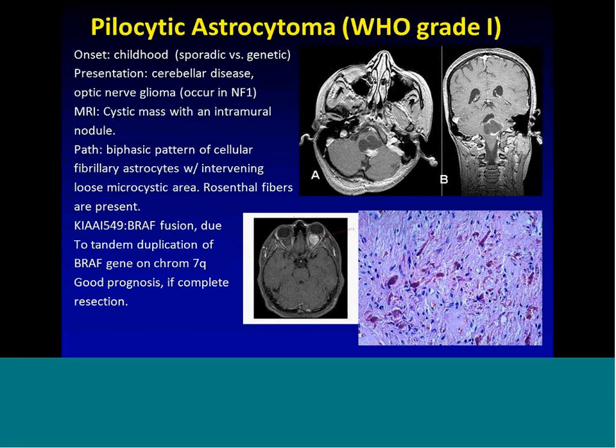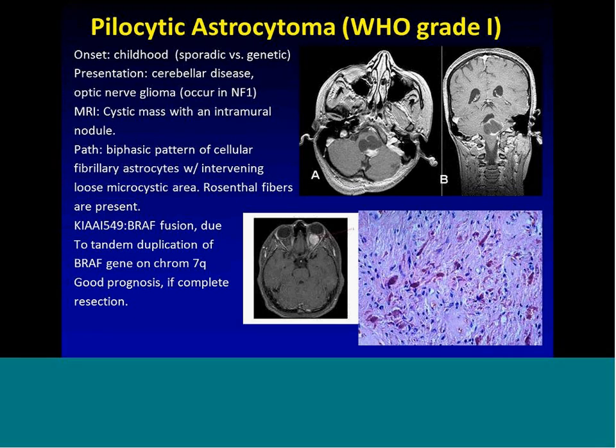Now there are some more astrocytic tumors. The first is a pilocytic astrocytoma. This is a grade 1. So this is really a pediatric tumor. It likes to occur in the posterior fossa. Usually it looks like a little mural nodule that enhances with a cyst associated with it. Or if it occurs in neurofibromatosis type 1, it will actually occur at the optic nerve, so optic nerve glioma. But they have the same pathology.